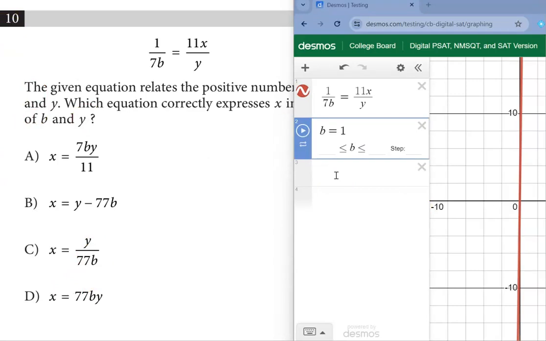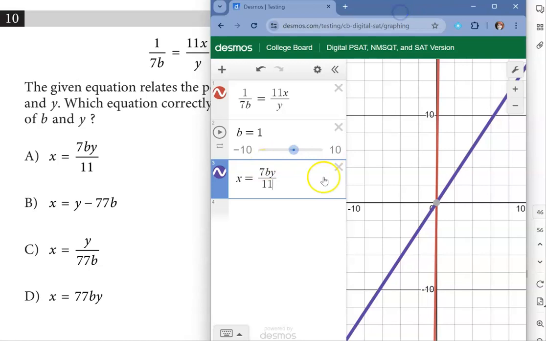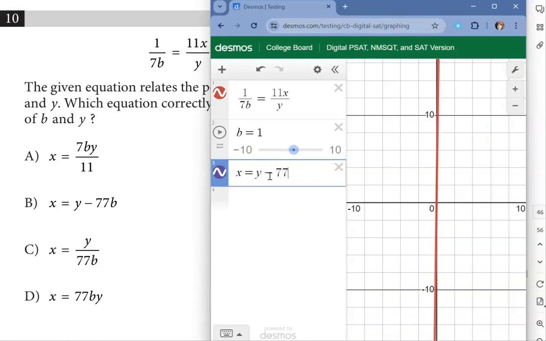We'll start with A. Let's type in x equals 7by divided by 11. Now immediately you should notice another purple line in this graph. It is not lining up with the red graph, so that's not equivalent. So it can't be the correct answer. They have to be equivalent equations. The second one, you can't even see it in the graph. It's because it's moved down 77 spaces, so it's off the grid, but that one's not going to work either.